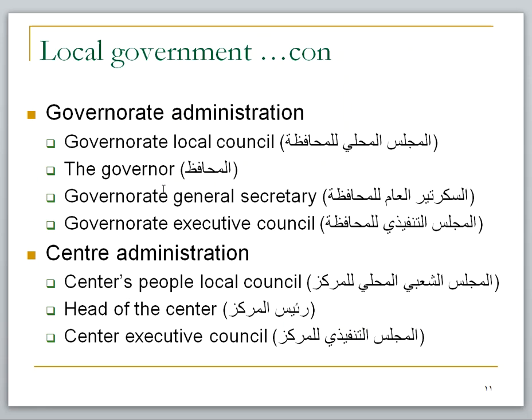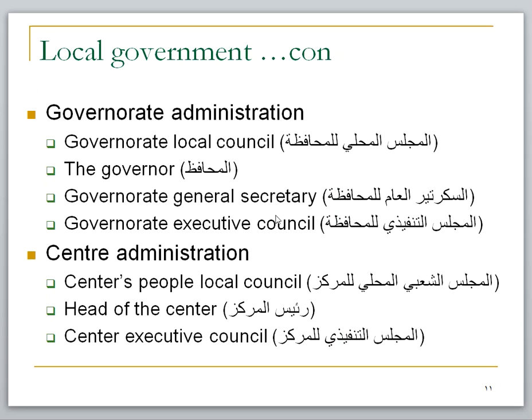Also we continue introducing the structure of the local government. At the governorate level we have مجلس محلي المحافظة, the governorate local council at the top level for decision making, and then below that the governor, اللي هو المحافظ, who is of course leading the council.